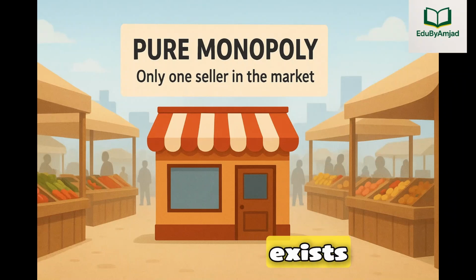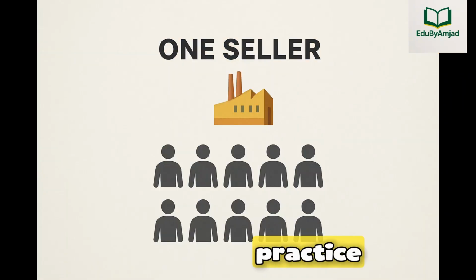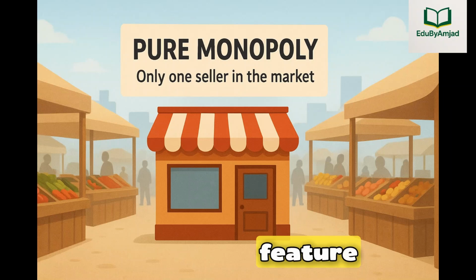A pure monopoly exists when there is only one seller in a market. In practice, pure monopolies are rare, but some industries come quite close. The key feature is that the product has no perfect substitutes.